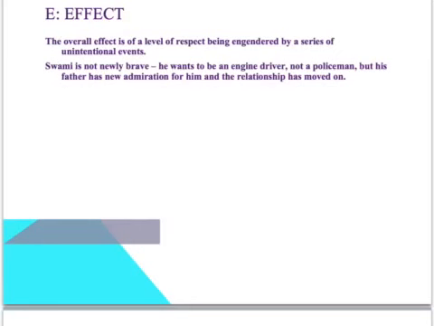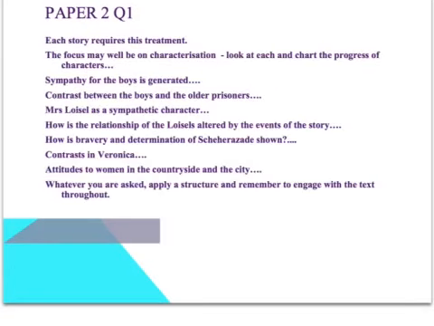Swami has not been reinvented in reality. We notice that when he's questioned by the head teacher, he says he actually thinks rather that he wants to be an engine driver, not a policeman. But his father has now new admiration for him as a result of the events of the night, and the relationship has moved on. Now that would answer your question quite effectively.